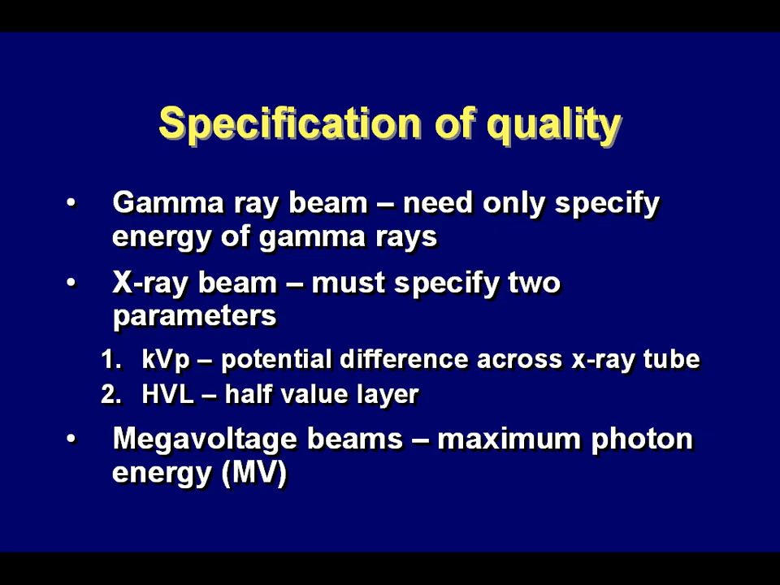A low energy X-ray beam, we have to specify two parameters. We have to specify the potential difference across the X-ray tube, and we have to specify the half value layer of the radiation. The reason is that in most X-ray tubes, both diagnostic and therapy, we'll put some kind of filtration in to selectively attenuate low energy X-rays. So because of the differences in filtration, the beams are going to have different characteristics, and we need the two numbers to specify the quality. For megavoltage beams, all we need to do is specify the maximum photon energy.